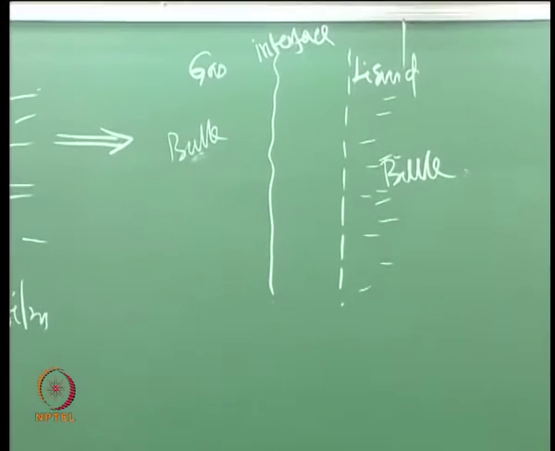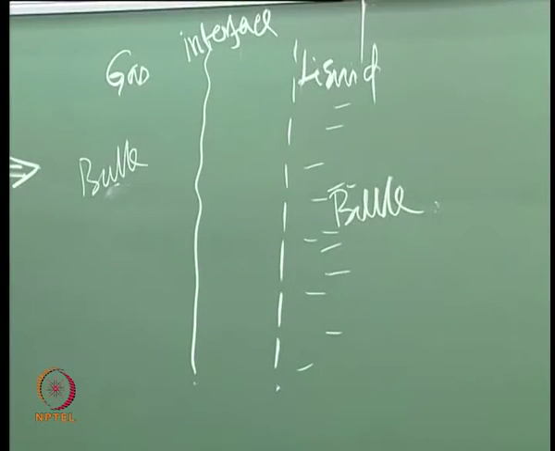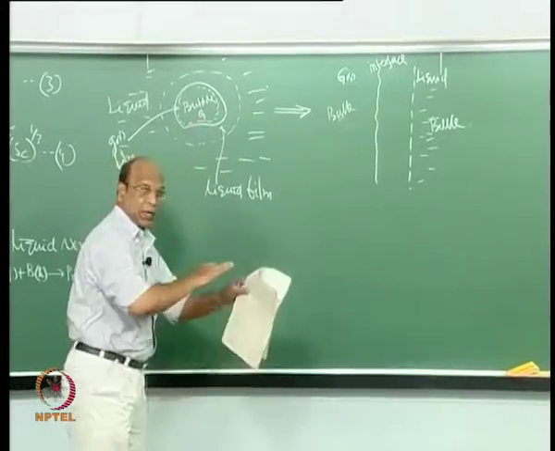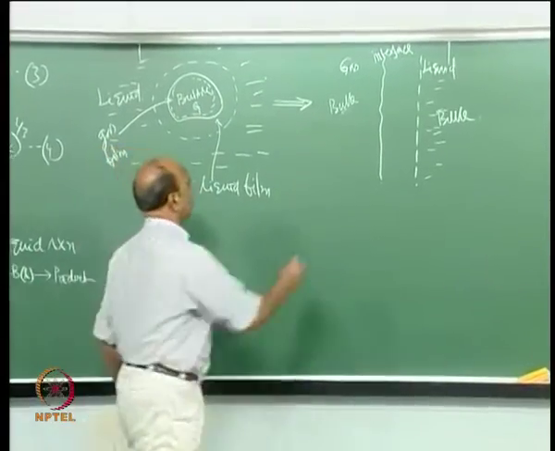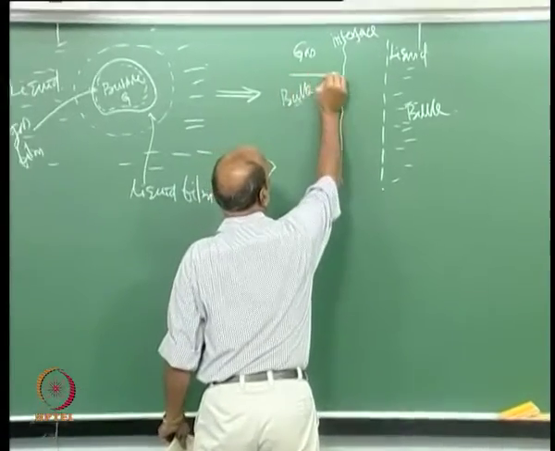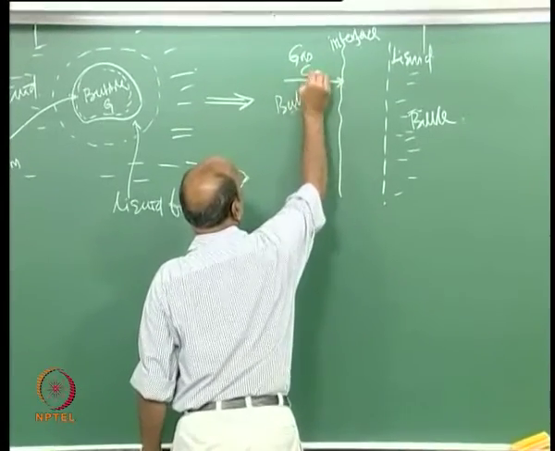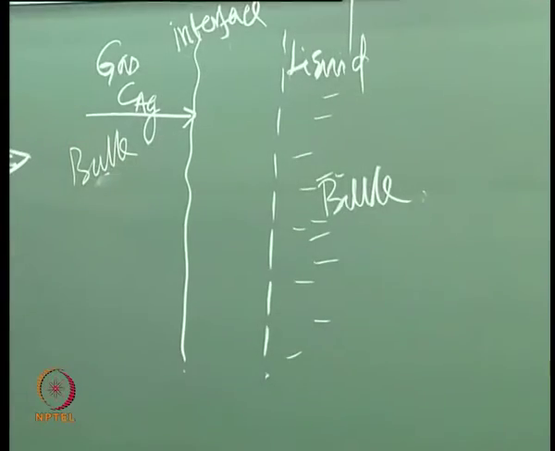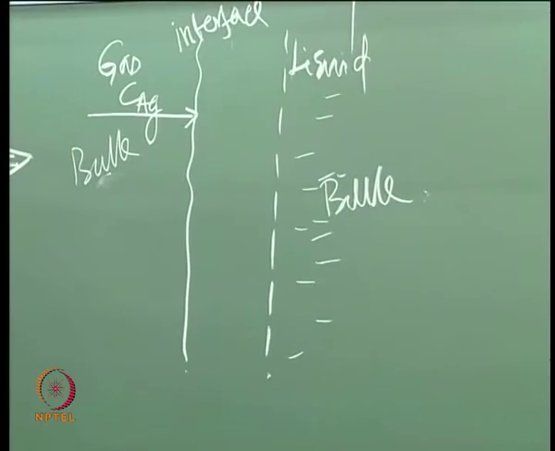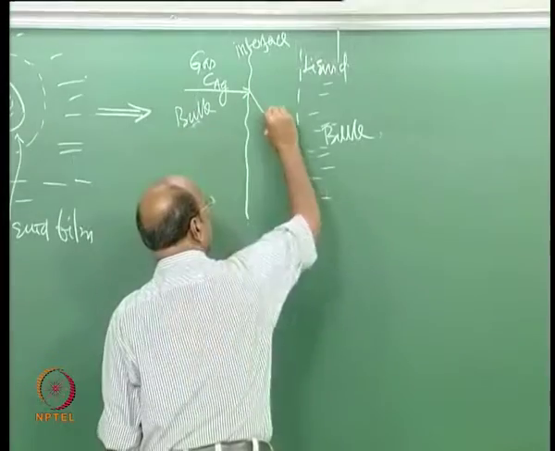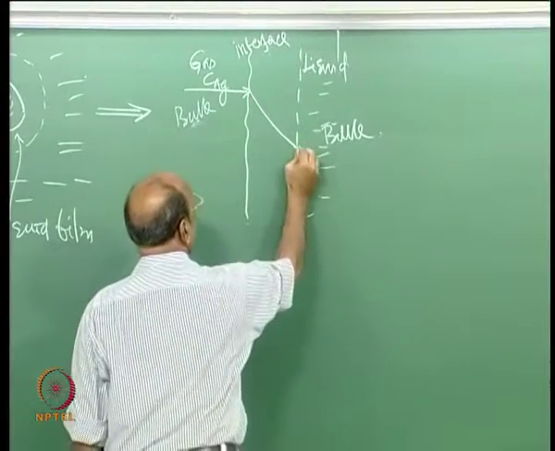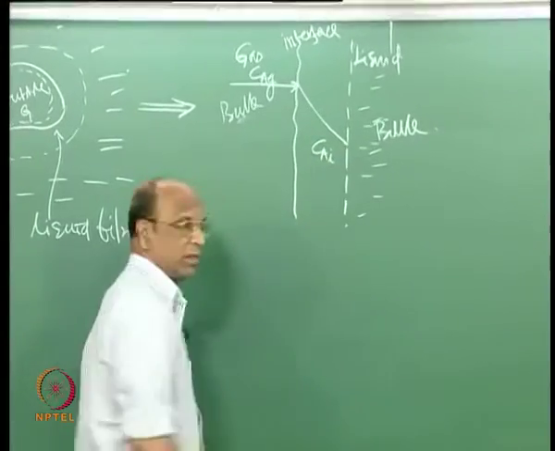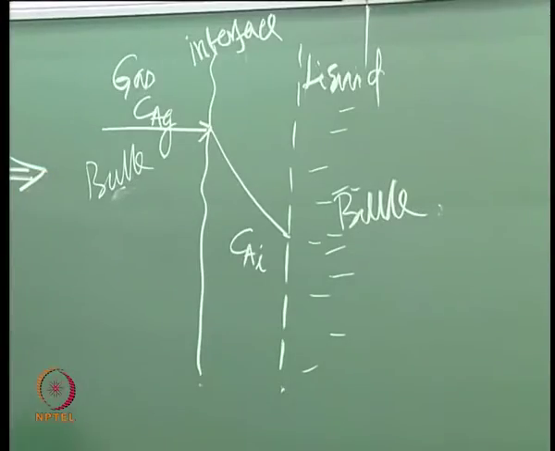Now we have to draw the profile first before writing the equation. Inside, everywhere here, I have the same concentration of gas. So, I may show that as C_AG. Now this has to go through the film, this is C_AI, okay, C_AGI.